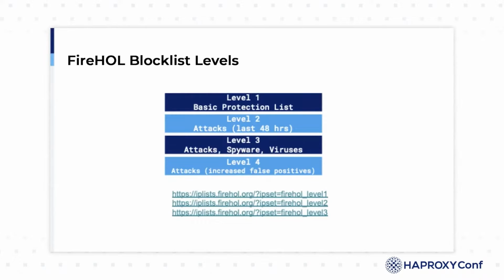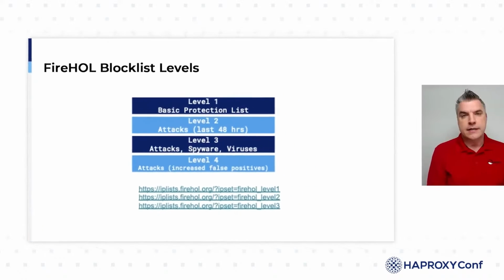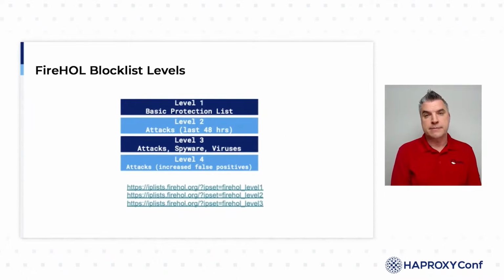These are very, very trustworthy lists, and I can tell you from personal experience that I've had level 1, level 2, and level 3 enabled on all of our banks and credit unions for the last 2 years, and I've not had a single customer call and complain to me that we were blocking legitimate traffic. So you can easily enable level 1, level 2, and level 3 with Firehall and not even lose any sleep over it.